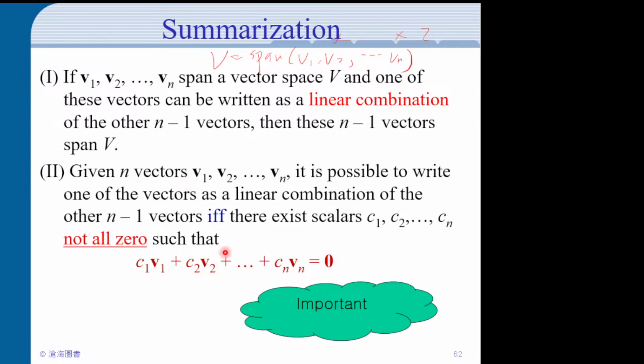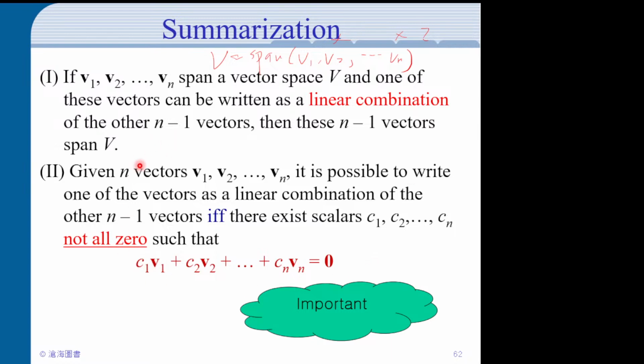So linear dependent means you have a linear combination, and that means you have non-trivial c here. And linear independent means you cannot find any linear combination of each other, and that means all those c must equal to 0. Okay, so that's the most important concept here.